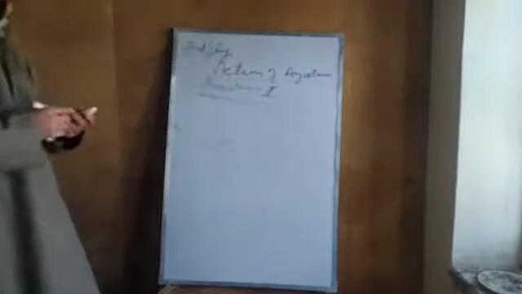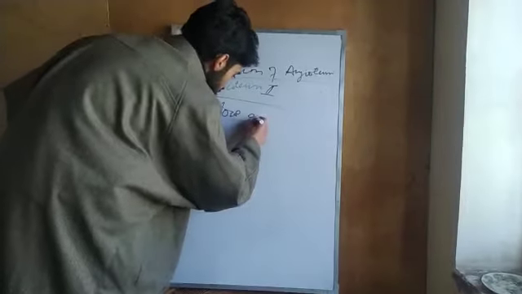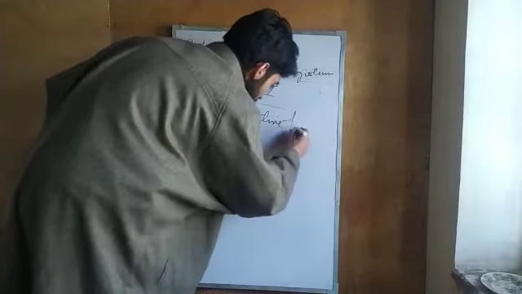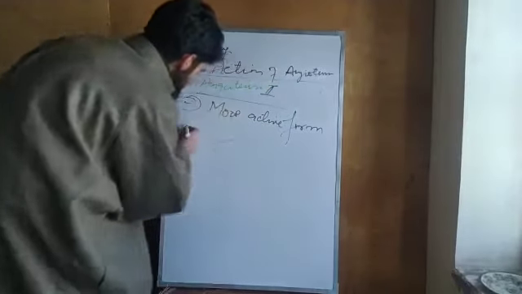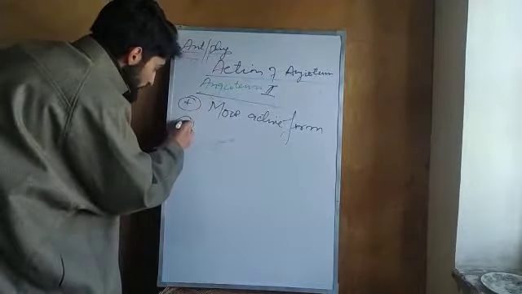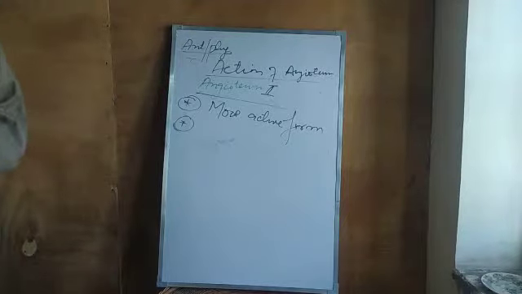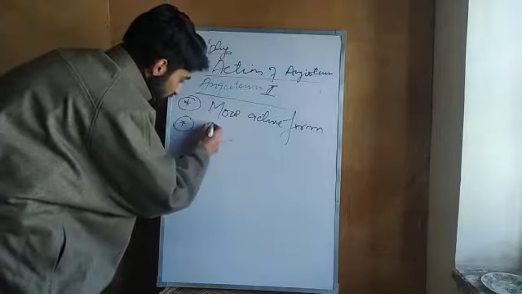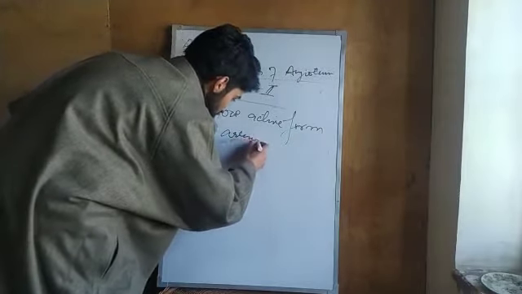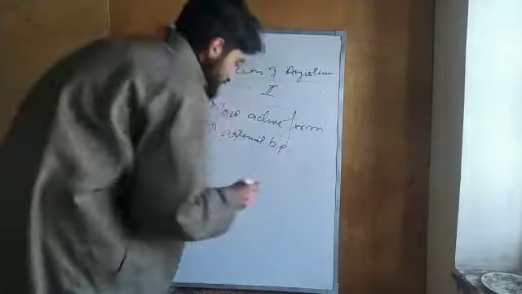Angiotensin second, it is present in most active form. It is present in the most active form in the human body. Now the first function is that it increases arterial blood pressure.